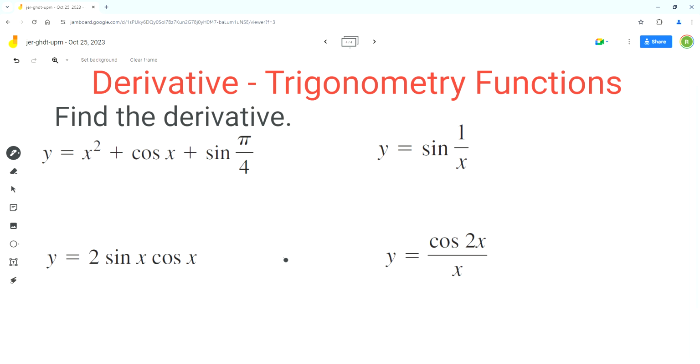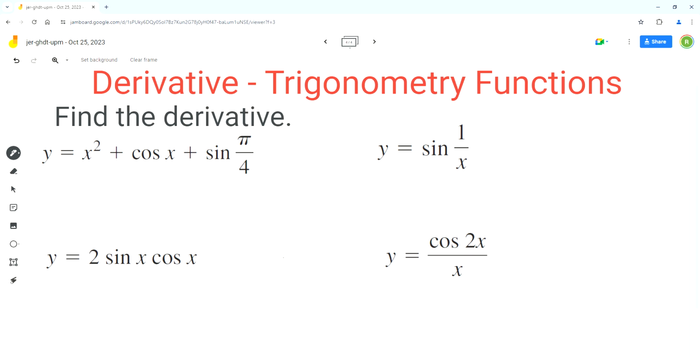So in this video, we'll solve this problem using the concepts of derivatives. We have to find the derivative of these four trig functions. Let's start with the first one: y equals x squared plus cos x plus sine pi over 4.